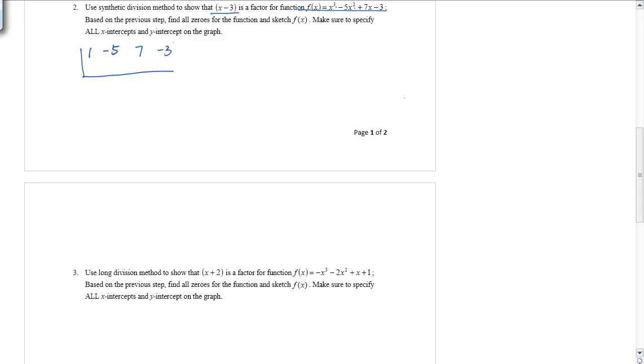Now, for synthetic division, we don't divide this function by the factor, but we only write the zero here. For a factor x minus 3, the corresponding zero is x equals 3. So we put 3 here, and then write down 1. 1 times 3 equals 3, put it here. Negative 5 plus 3 equals negative 2. 3 times negative 2, negative 6. 7 plus negative 6, positive 1. 1 times 3, positive 3, negative 3 plus 3, 0. And the remainder is 0, which is what we're looking for.